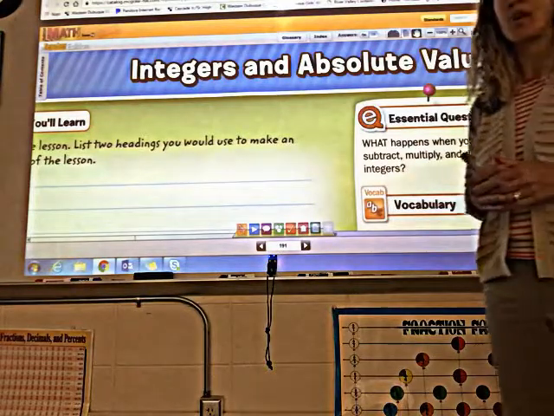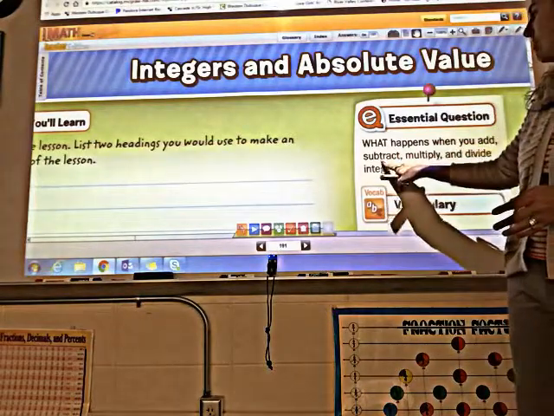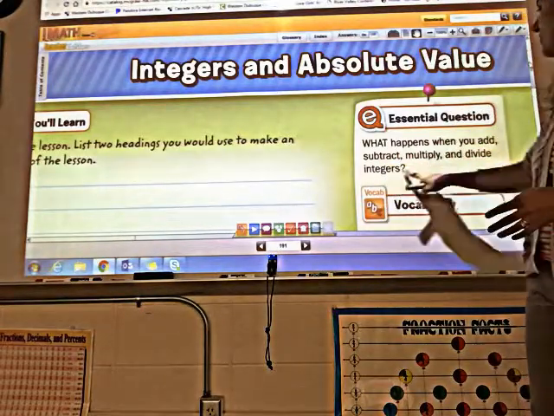As you know, chapter 3 focuses on integers, and so we're going to be looking at the different ways we can add them, subtract, multiply, and divide them.